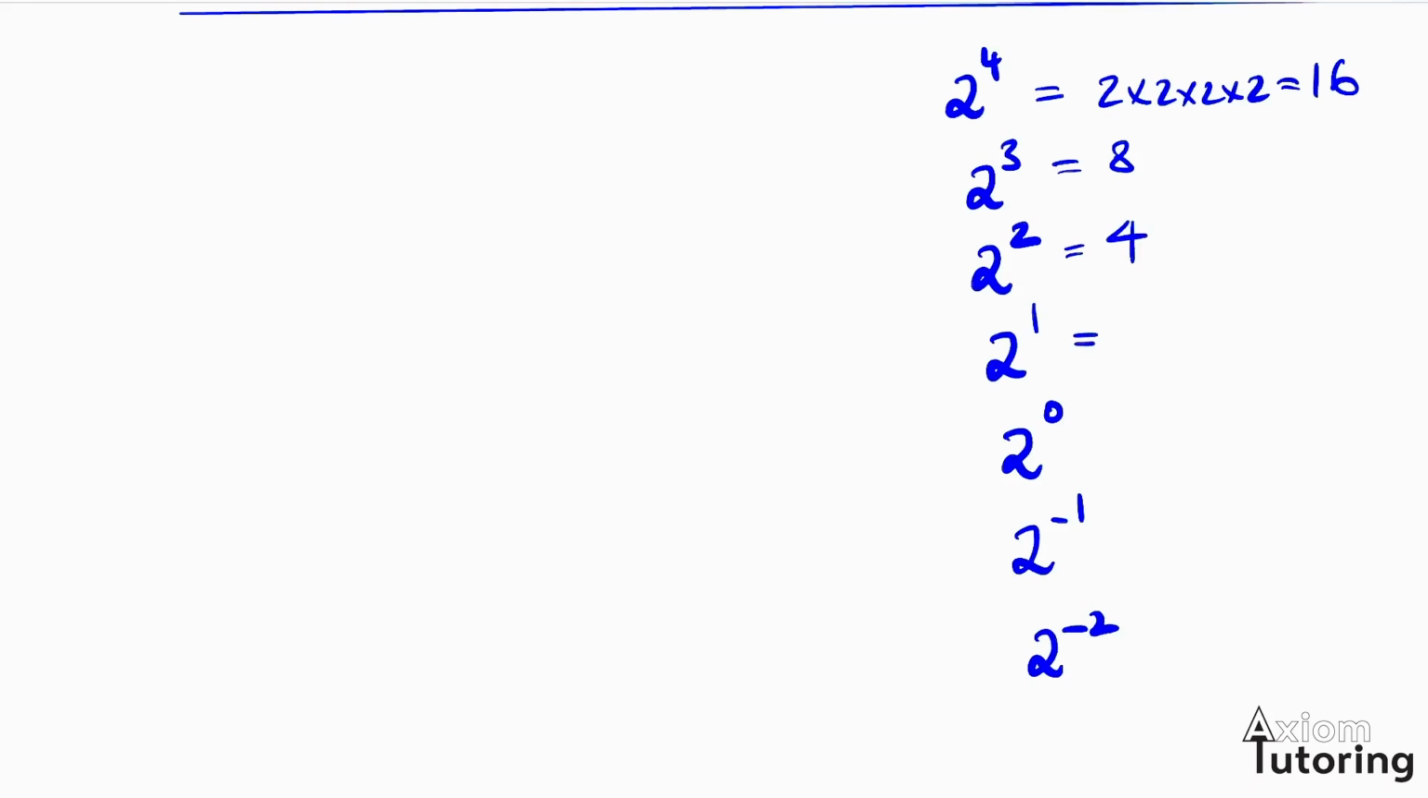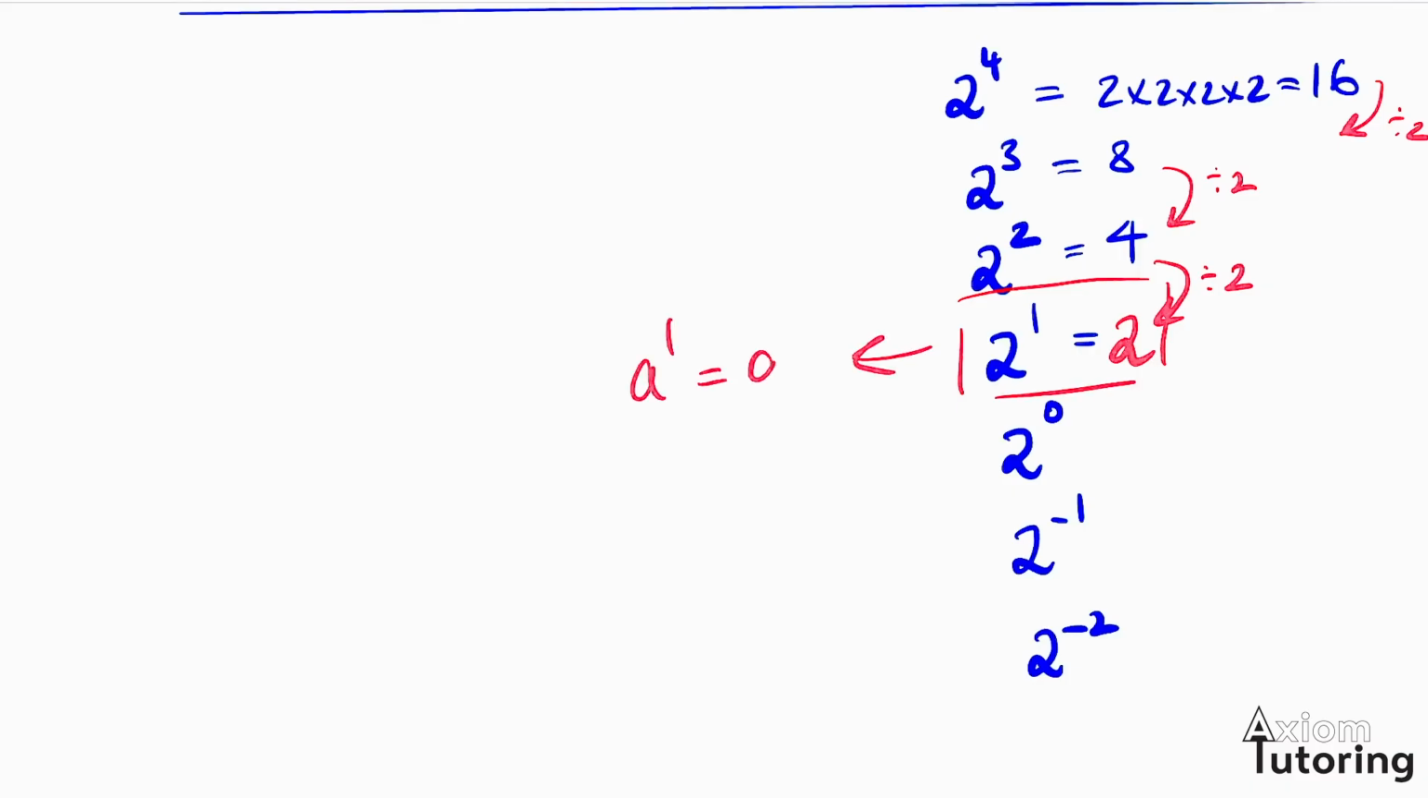2 to the power of 1, well, as we were going down, we were dividing by 2. 16 divided by 2 is 8. 8 divided by 2 is 4. So 4 divided by 2 should just be 2. A to the 1 is just a. If we continue, we divide by 2 again. 2 divided by 2 is 1. So anything to the power of 0 is 1.